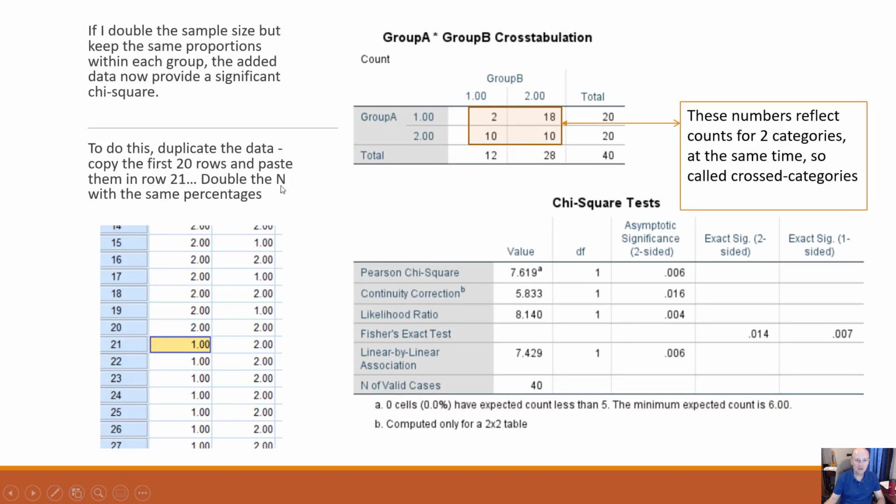Now, what I did here was I simply doubled or duplicated the sample. Just doubled it. So now I have a much bigger sample size. I've got 40 instead of 20. And now with exactly the same pattern, all these numbers just doubled, suddenly the chi-square is significant. Sample size matters. The larger the sample, the more likely you are to find a significant difference, or you're more likely to find a relationship if you have a larger sample.